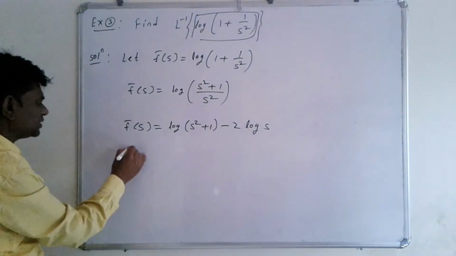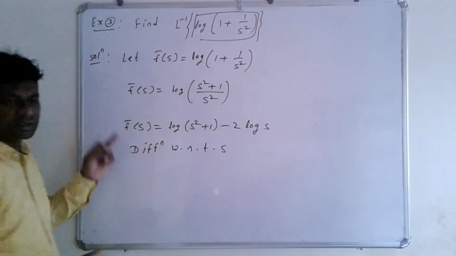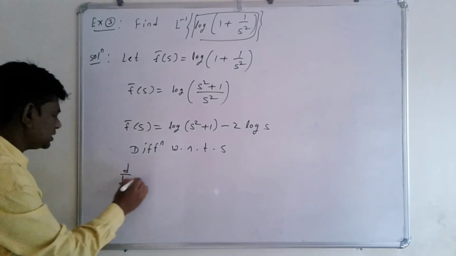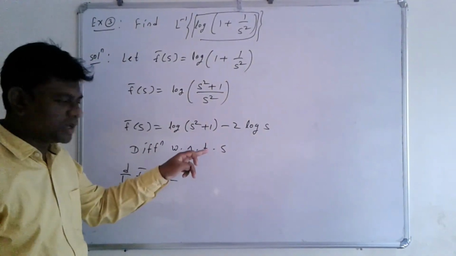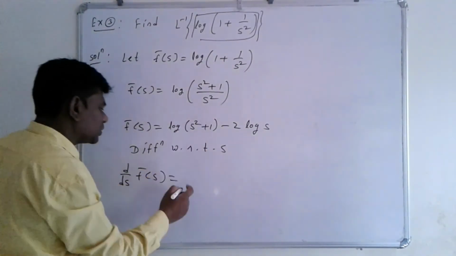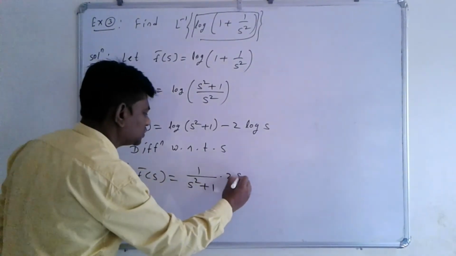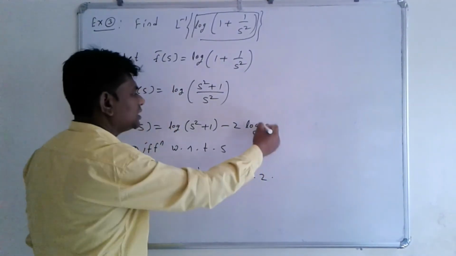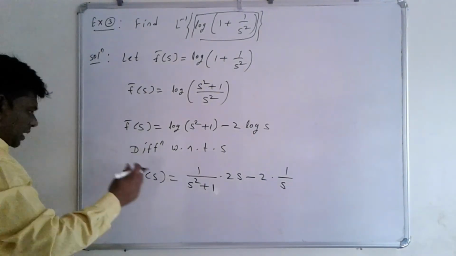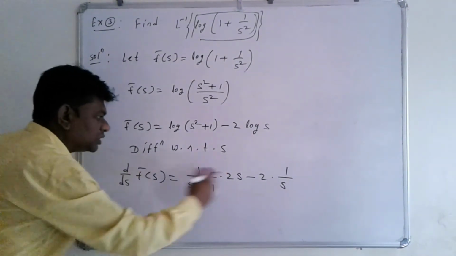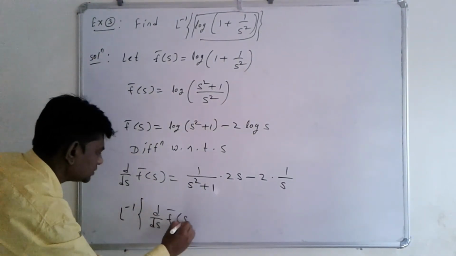Now differentiating this with respect to s, the derivative of f bar s, d by ds f bar s, is equal to derivative of log of s square plus 1. The derivative of log of s square plus 1, answer is 1 upon s square plus 1 into derivative of s square plus 1, answer is 2 times s, minus 2 again derivative of log s, answer is 1 by s.